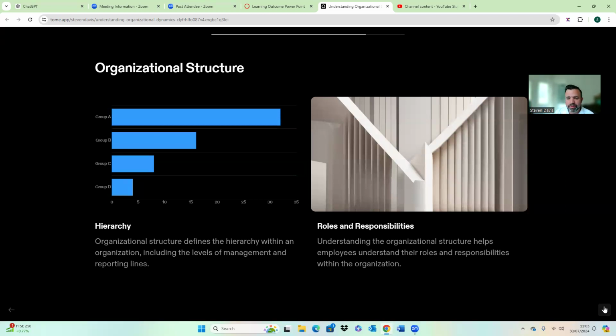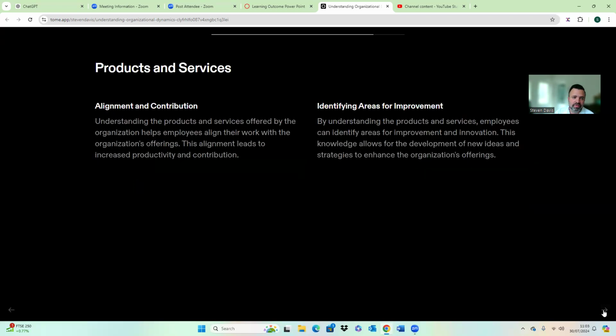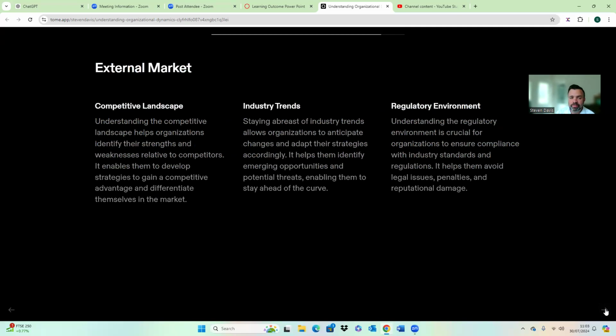But if you're in a small group, you may not. And understand those roles and responsibilities. Thinking about those products and services, you need to think about how you in an HR role can align to those and make contributions, and how you identify areas for improvements. That external marketplace looks at the landscapes, the industry trends, and the regulatory environment. And again, the regulatory environment will change per business.